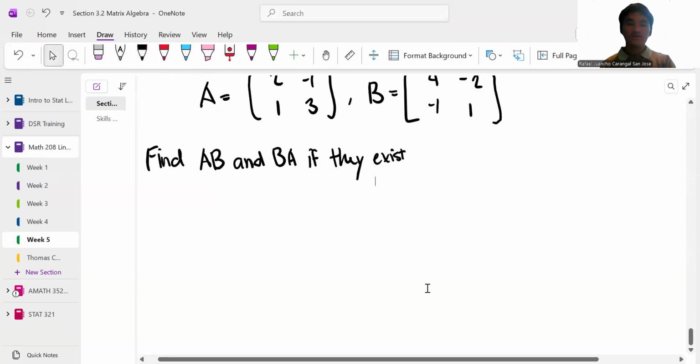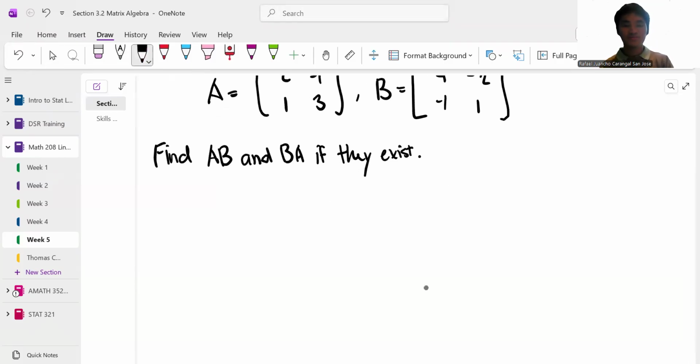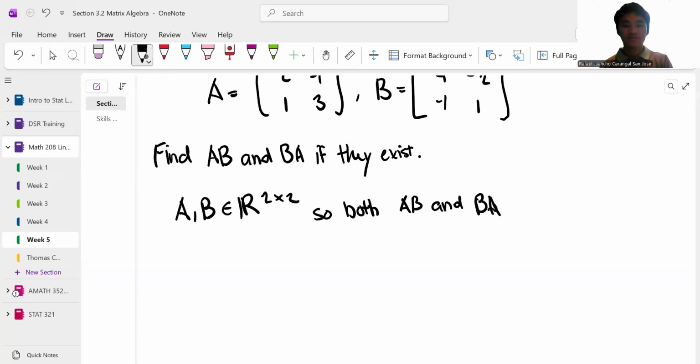So actually we already know, A and B are both 2 by 2, so both the products AB and BA exist. They both exist in this case, right?